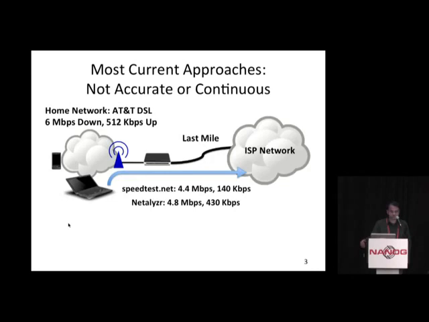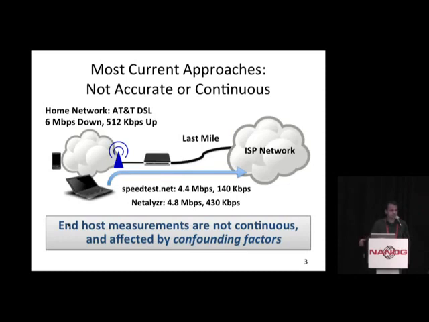We then ran the Netalyzr test from Berkeley, and we saw 4.8 megabits per second down and 430 kilobits per second up. As you can see, these numbers are not only different from each other, but they're also quite different from the actual service plan this user is supposed to be getting. The reasons for that are many. The most important ones are that these are not continuous measurements. These are not numbers that you obtain over a period of time. This is a single snapshot of the state of the network at that time. They're also affected by confounding factors, in this case the wireless network, and also any possible cross-traffic in the home network.